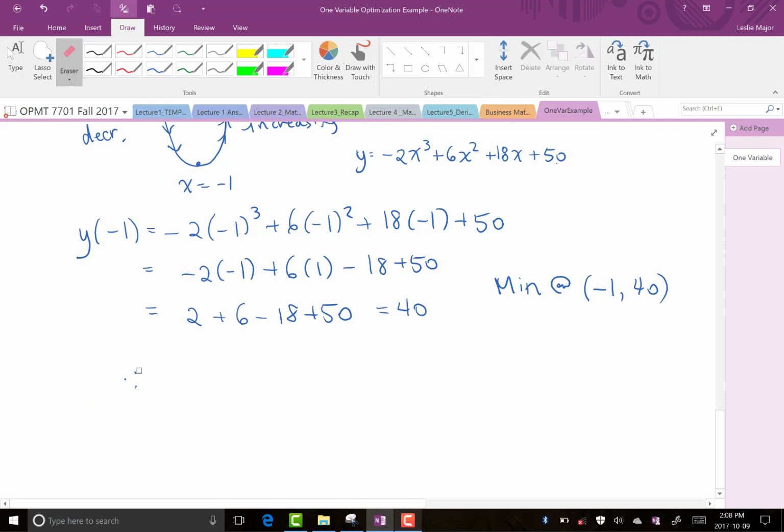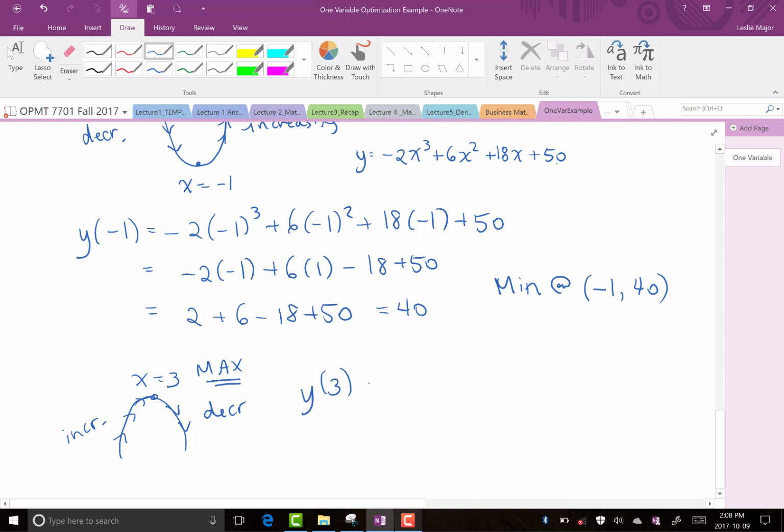Looking at the drawing at 3, we have this. We go from increasing to decreasing. So we have a maximum right there.